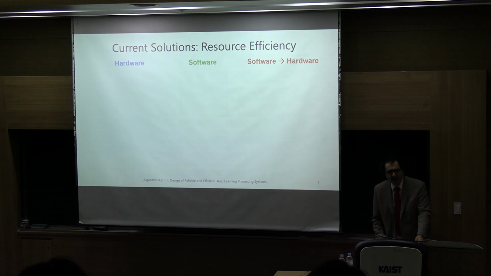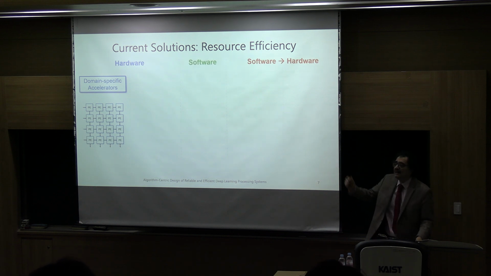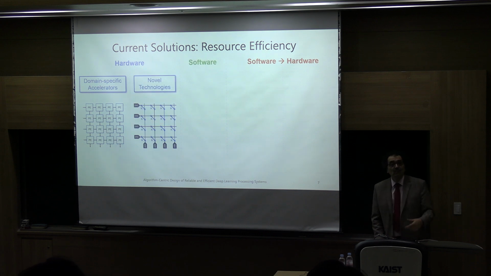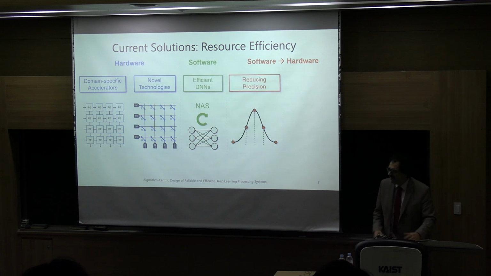And people, of course, have been looking at this question, and they have taken different perspectives on it, starting from the hardware perspective. So we have domain-specific accelerators, we've got novel technologies, ReRAMs, and of course more advanced memory solutions. On the software side, we've been looking into neural architecture search. And then there are things that combine software and hardware, particularly software methods that look into how to improve the efficiency of hardware.